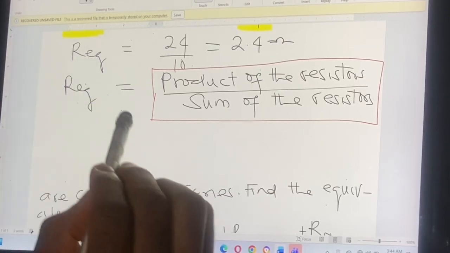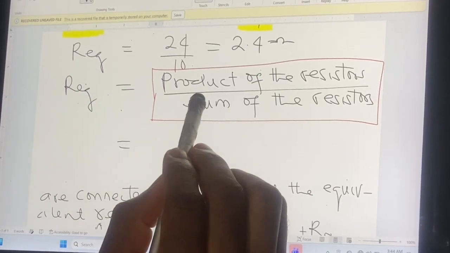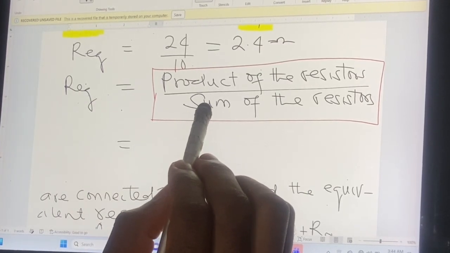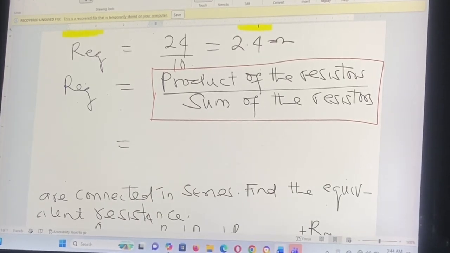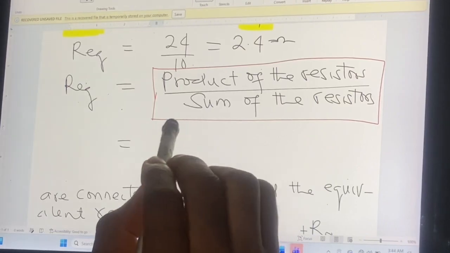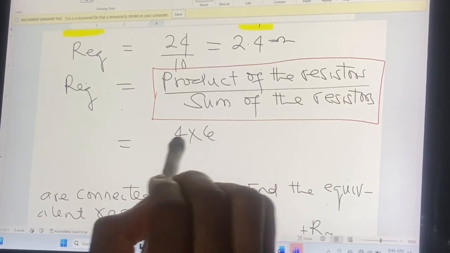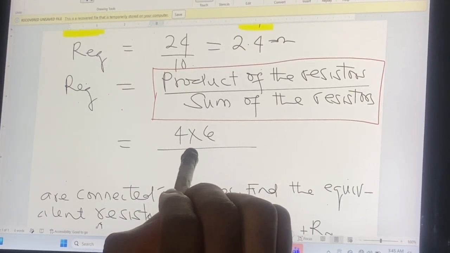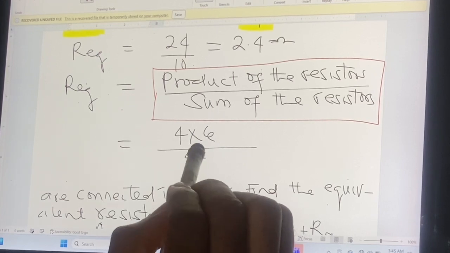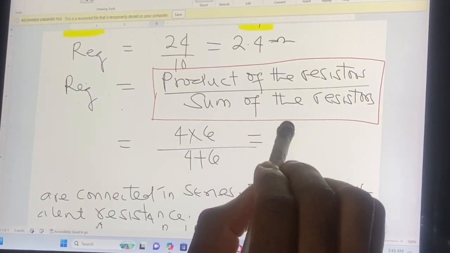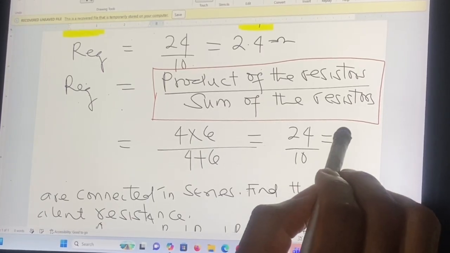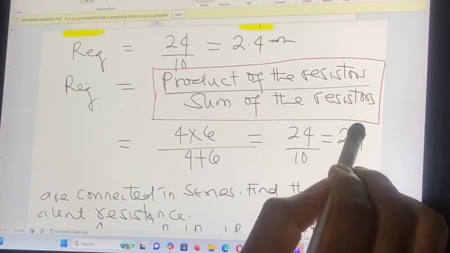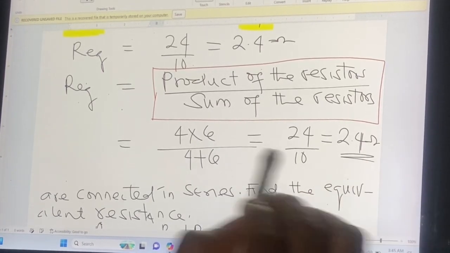Okay, class, I will have this to be the product of the two resistors, so it's 4 times 6, while the sum of the two resistors is 4 plus 6. So I will have 24 over 10, which is the same as 2.4 ohms. Please take note of this.